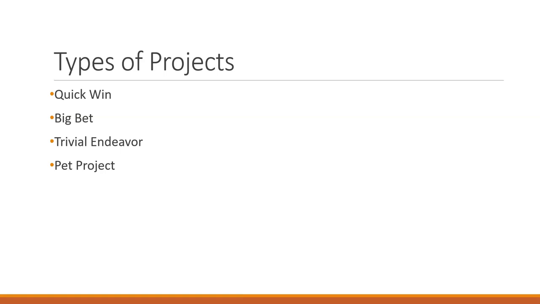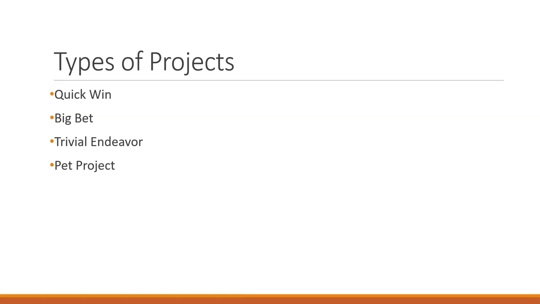Then as you move into chapter 9 in the Power of the People, it talks about how to choose projects. So how do we even look for projects? Their suggestion is that you start with a project that allows for a quick win. So they talk about 4 different projects in this chapter: quick win, big bets, trivial endeavors, and pet projects.